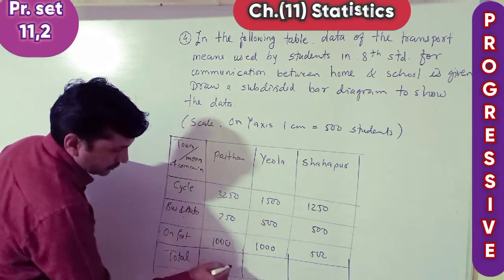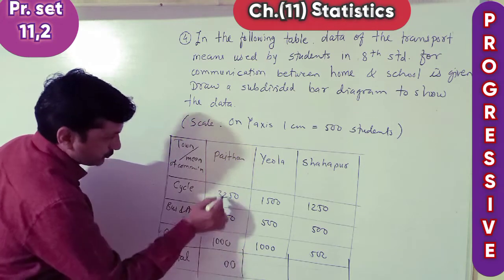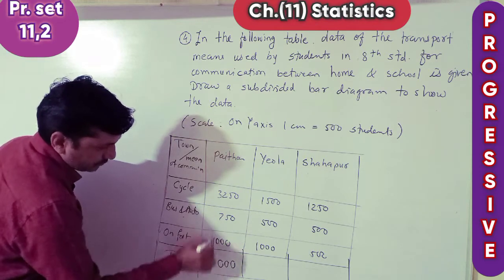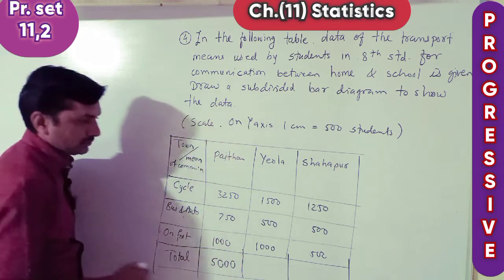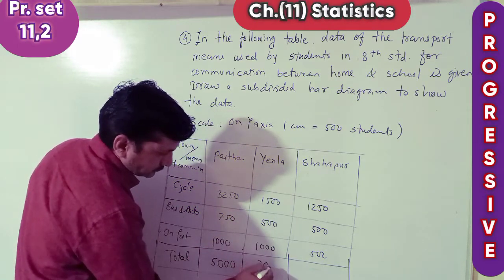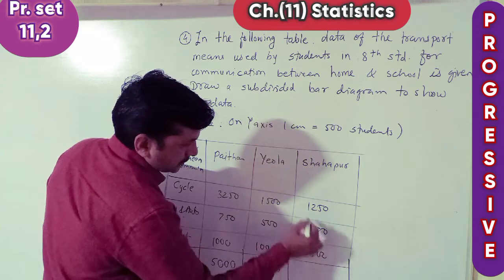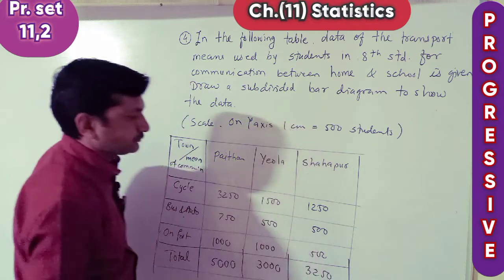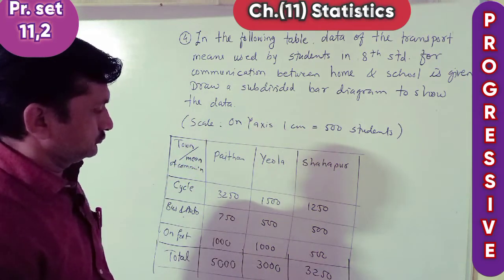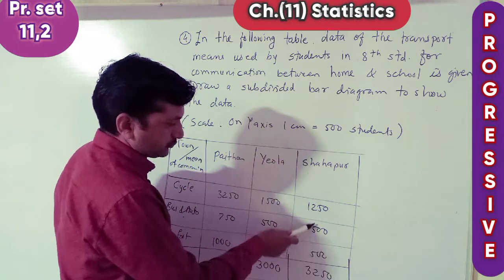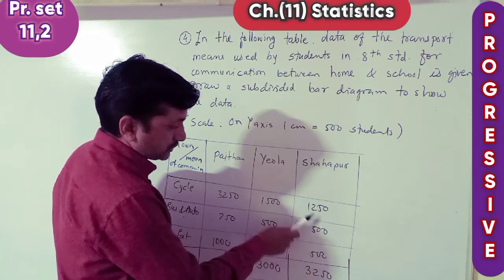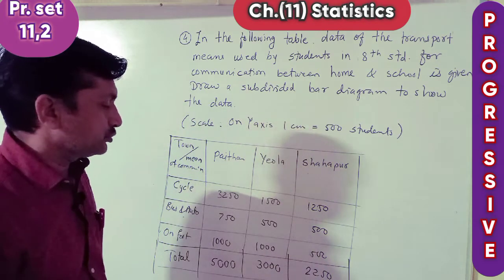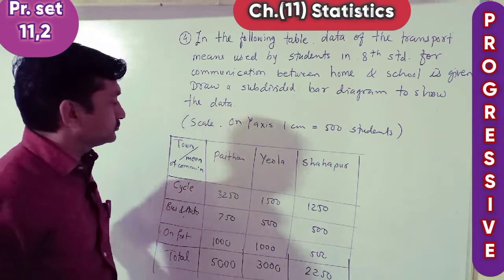Now addition, here 0, 5 plus 5, 10, 1 carried 3, 0, 1, 3, 4, 5, 5,000 total. Here 3,000, and here 3,250. Correct? 1,000, 2,000, 2,250. 2,250. Now let's draw the graph.